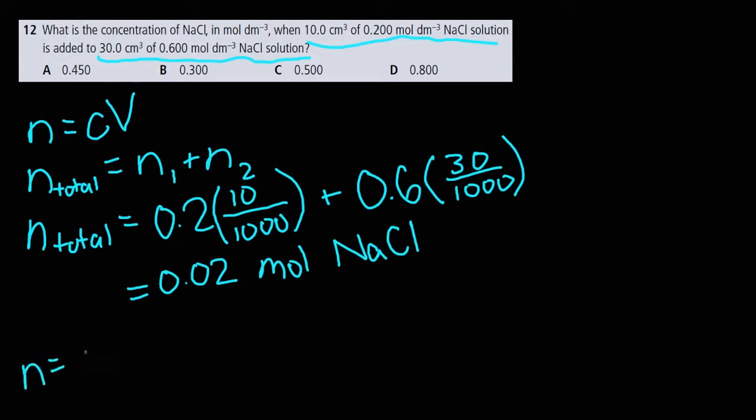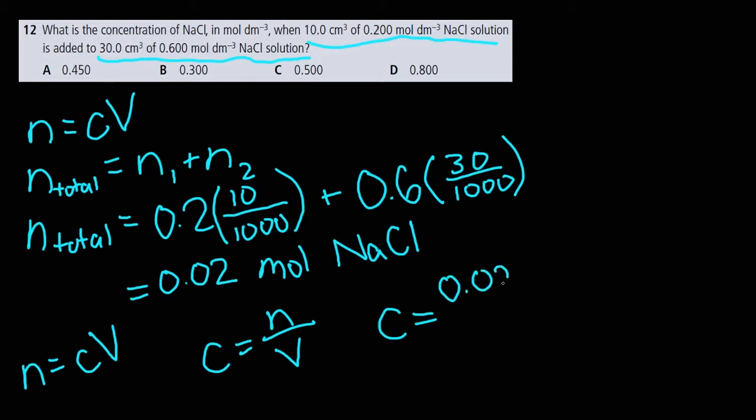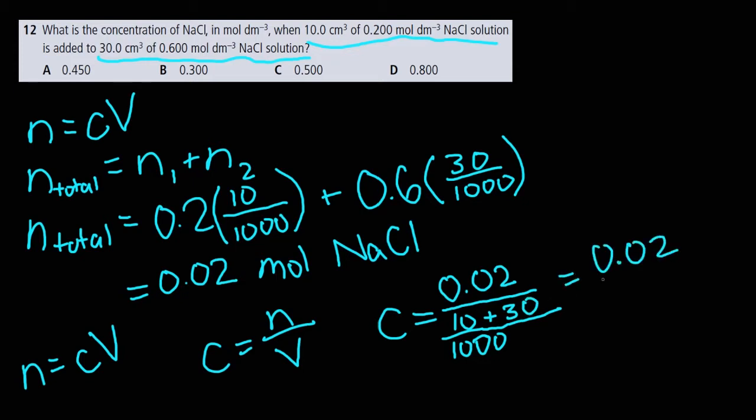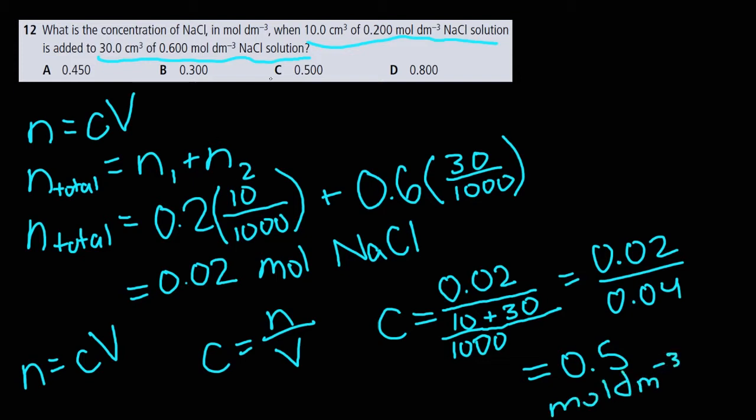Now, we can rewrite this. Instead of n equals CV, we want C equals n over V. So we can say C equals 0.02 moles of NaCl we found here, divided by the volume, which is going to be the sum of these two volumes up here. Actually, we can just combine these together: 10 over 1,000 plus 30 over 1,000, which is going to be 0.02 divided by 0.04, and that equals 0.5 for the concentration in moles per decimeter cubed. And then our answer would be C.